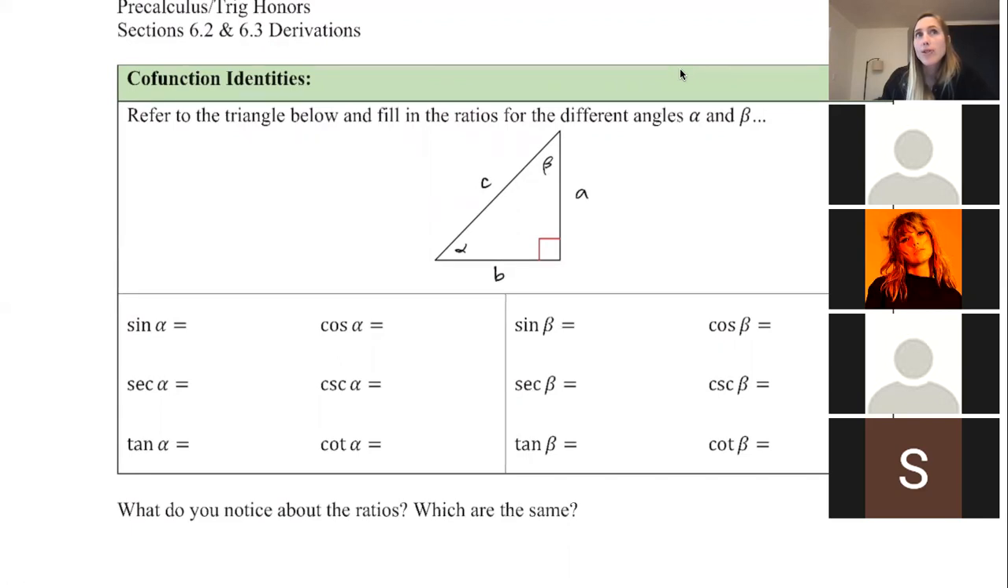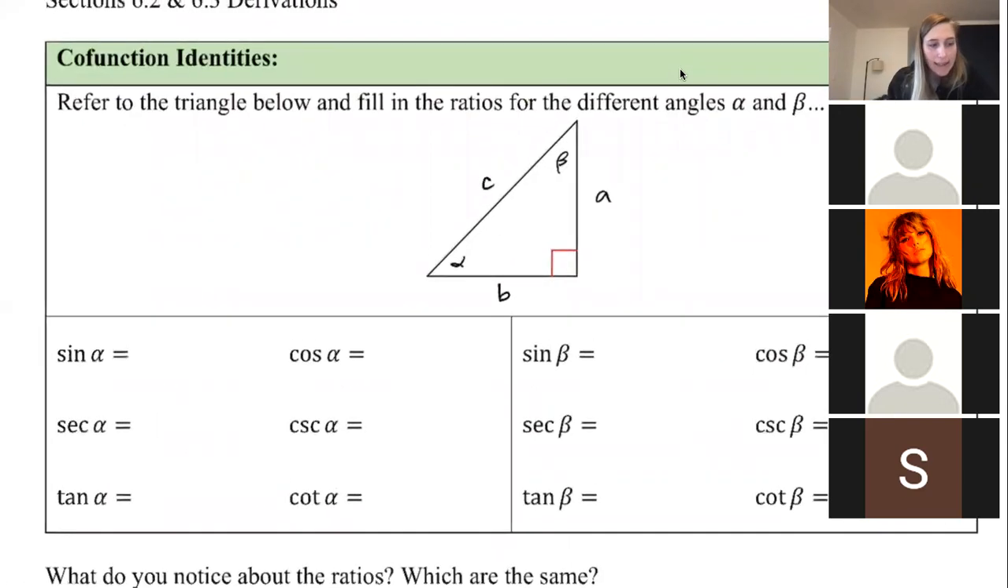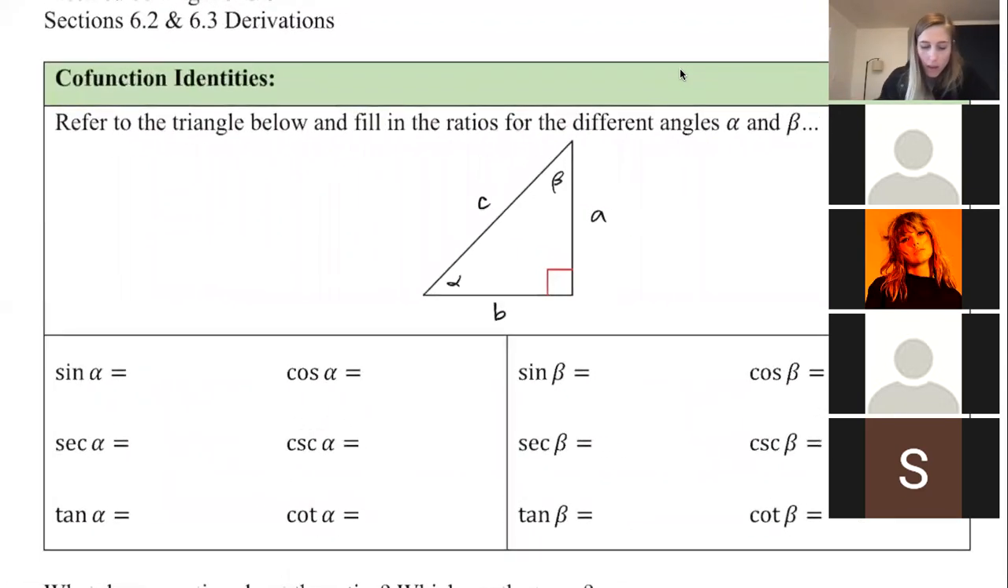it has to do with why the trig functions are named what they're named, right? Cofunction, there's a cosine, cosecant, cotangent. Okay, we'll talk more about that in a second. But for deriving our cofunction identities, refer to the triangle below and fill in the ratios for the different angles, alpha and beta.